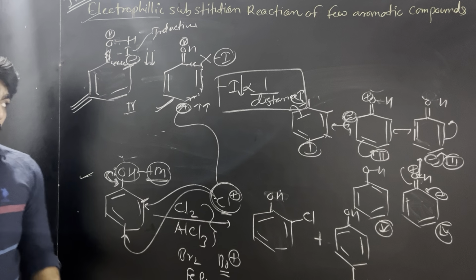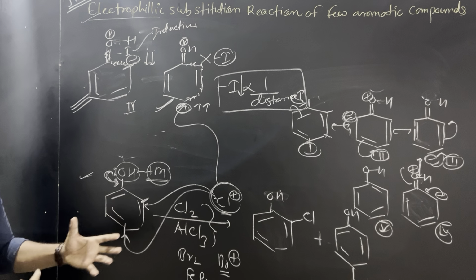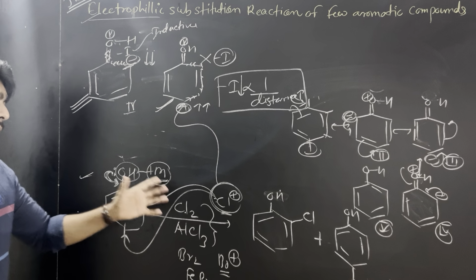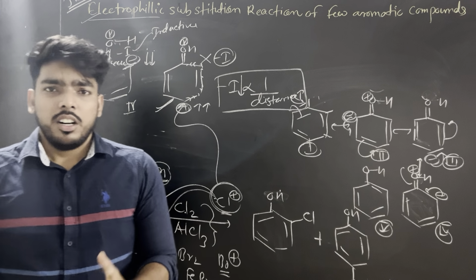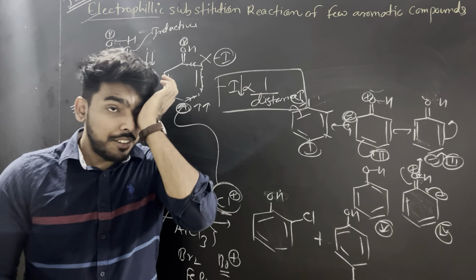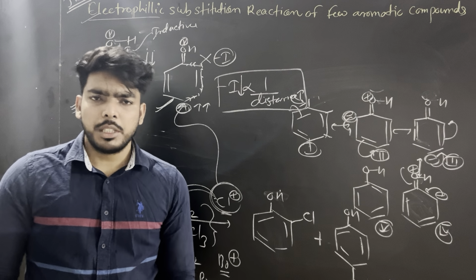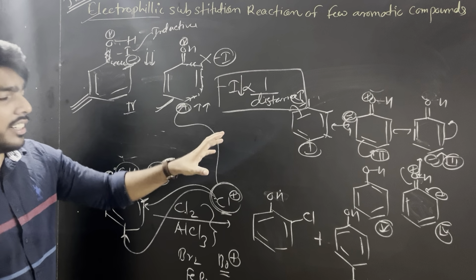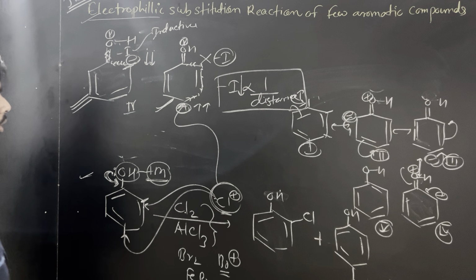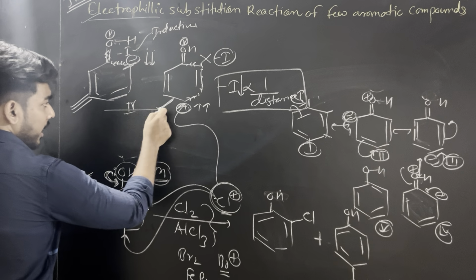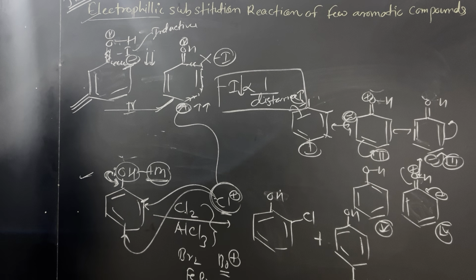I know I'm explaining so much about it, but trust me, it is very important to decide what is major and what is minor. Organic is not a subject that we can cram. We cannot cram organic; we have to understand everything to make the products. So in this case, parachlorophenol is our major product.